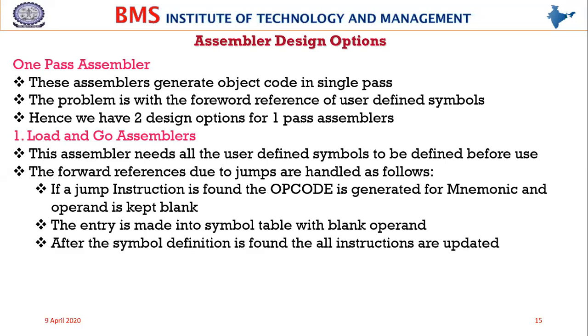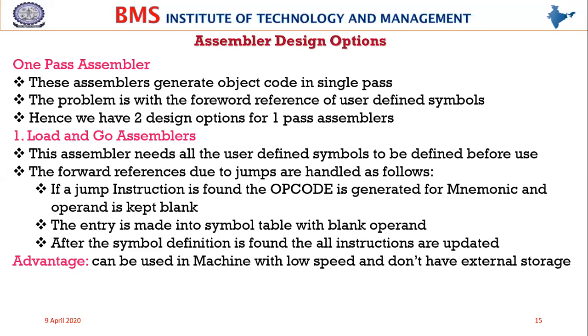Please try to visualize this. Suppose at 0003 I have JMP loop, and the loop appears at 0036. I get the address of the loop, 0036, only when I reach 0036. Until then, this operand address, or this label appearing on the right-hand side, is kept blank. Once the loop address is entered into the symbol table, we make the correction for this operand address. That's what we call load and go assemblers.